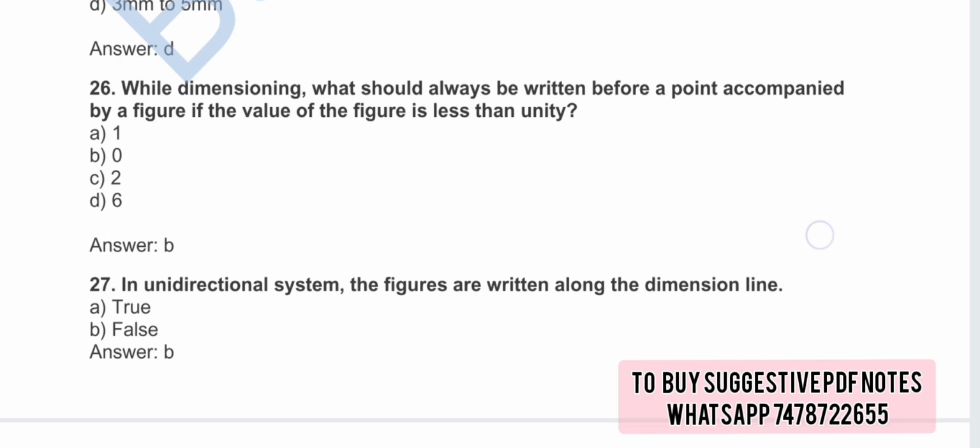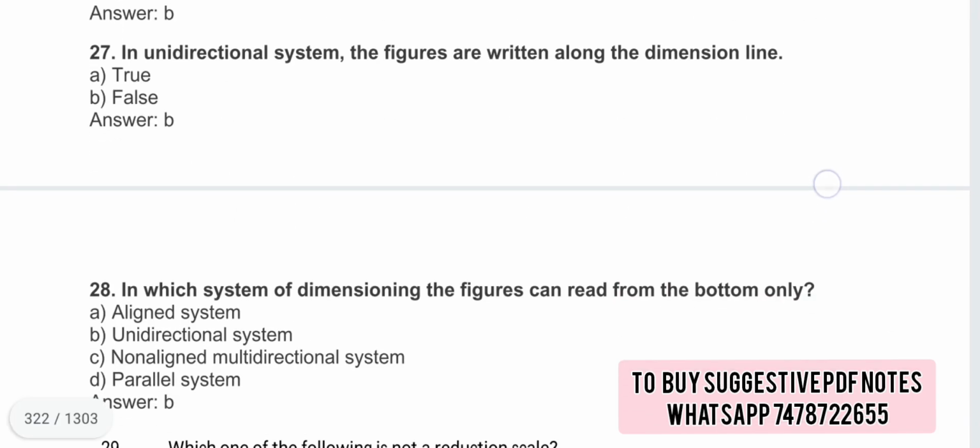26. While dimensioning, what should always be written before a point accompanied by a figure if the value of the figure is less than unity? 1, 0, 2, 6. The answer is B, that is 0. 27. In unidirectional system, the figures are written along the dimension lines. True or false? That is false.